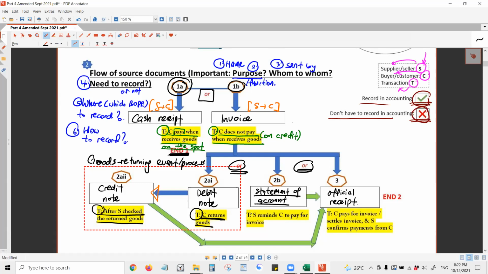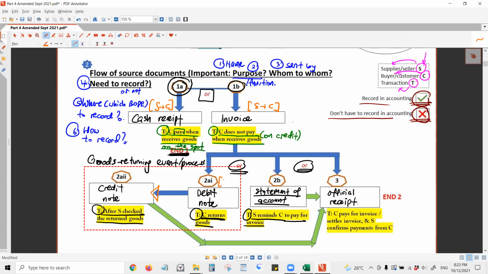So you see the T that is below it. S reminds C to pay for the invoice. Supplier reminds customer to pay for the invoice. We call it statement of account. This statement of account we will talk more about in later pages as well. For now, just try to recognize the names of these documents and what is happening when you see this document.